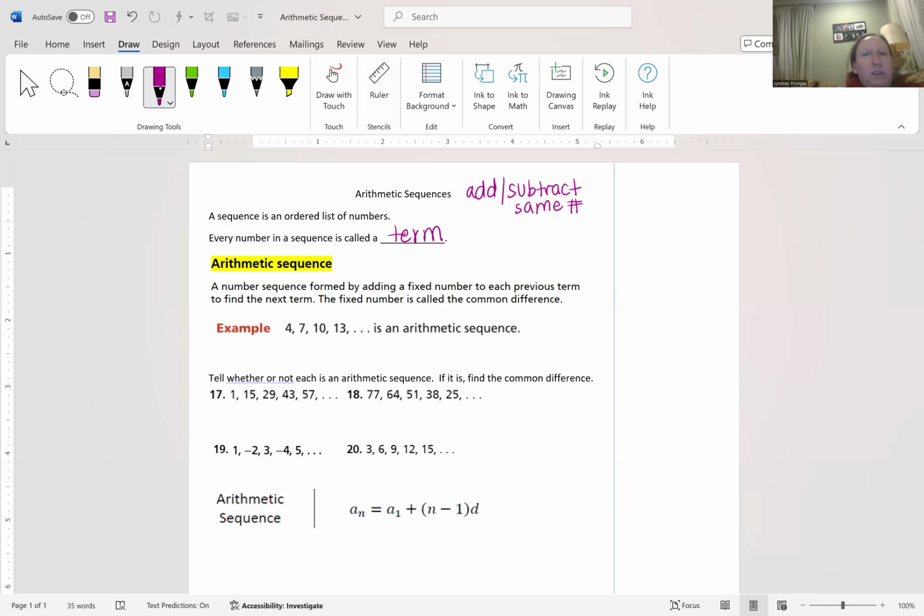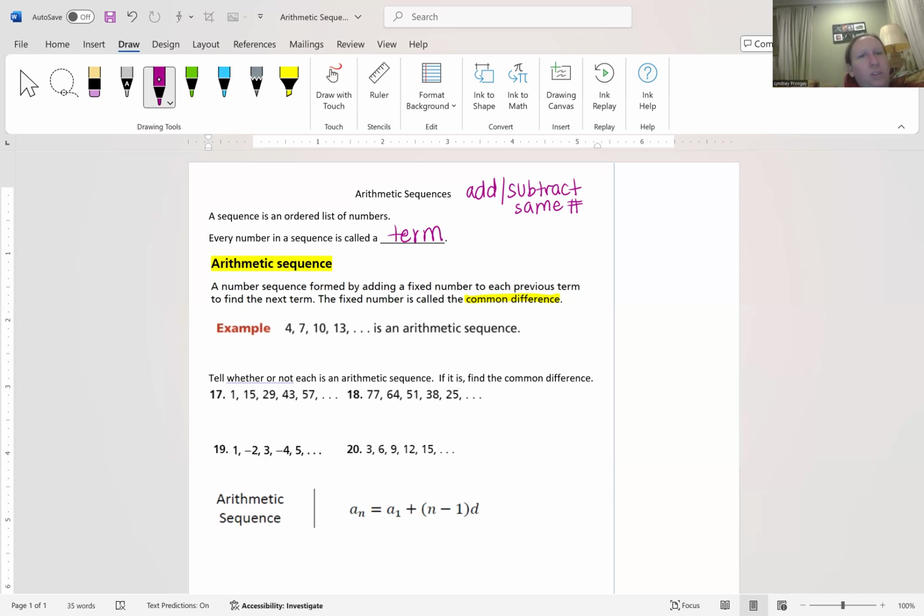So an arithmetic sequence, like we said, is a number sequence formed by adding a fixed number to each previous term to find the next term. The fixed number we call the common difference. Now keep in mind, it could be a positive number, which means we're going up each time. The common difference could be a negative number, which means it's going down each time. But whether it's positive or negative, it's just how the terms are changing throughout the sequence.